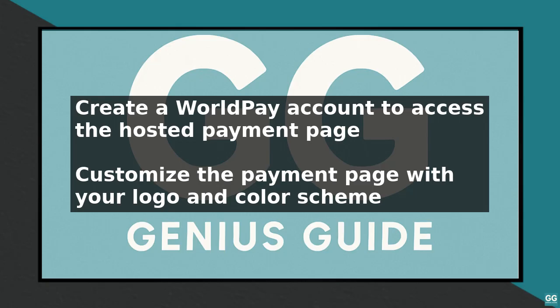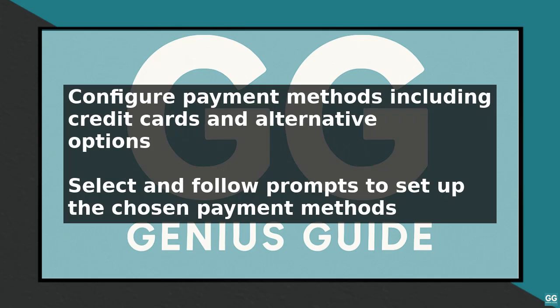Once logged in, navigate to the payment page section where you will find the hosted payment page settings. Here you can customize the appearance of the payment page to match your brand by uploading your logo and choosing the color scheme. Next, you need to configure the payment methods you want to offer to your customers.